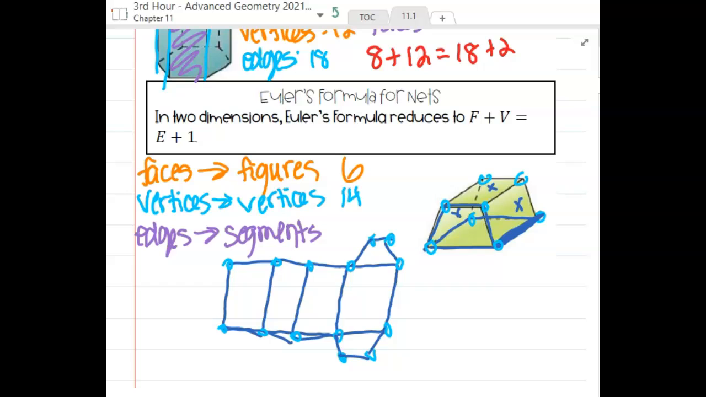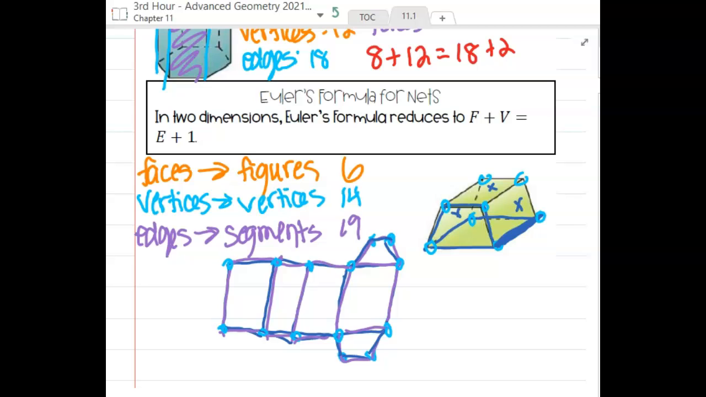Now, for the edges, you are counting every single segment, which is kind of nice that we had to draw the net, because I think probably the easiest thing to do is just trace them. Here's 1, 2, 3, 4. If I draw down the sides, 5, 6, 7, 8, 9, 10. We have 11, 12, 13, 14, 15, 16, 17, 18, 19 segments there.